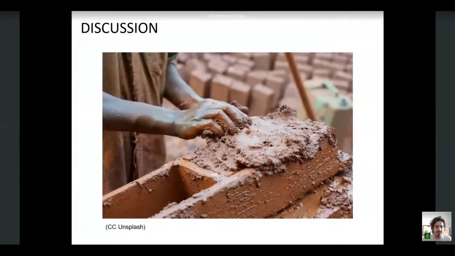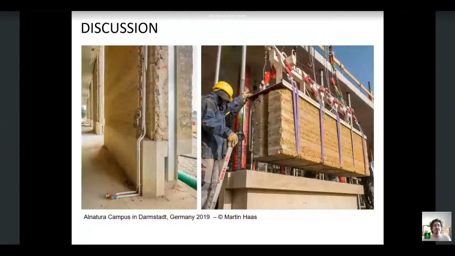And to illustrate these benefits, I want to refer to a recently finished project in Germany called the Alnatura Campus. And here they used prefabricated rammed earth components with embedded insulation and geothermal wall heating. So this means that if we add water to these components, on the one hand, the earth can be recycled, and on the other hand, the insulation and the wall heating can be reused.